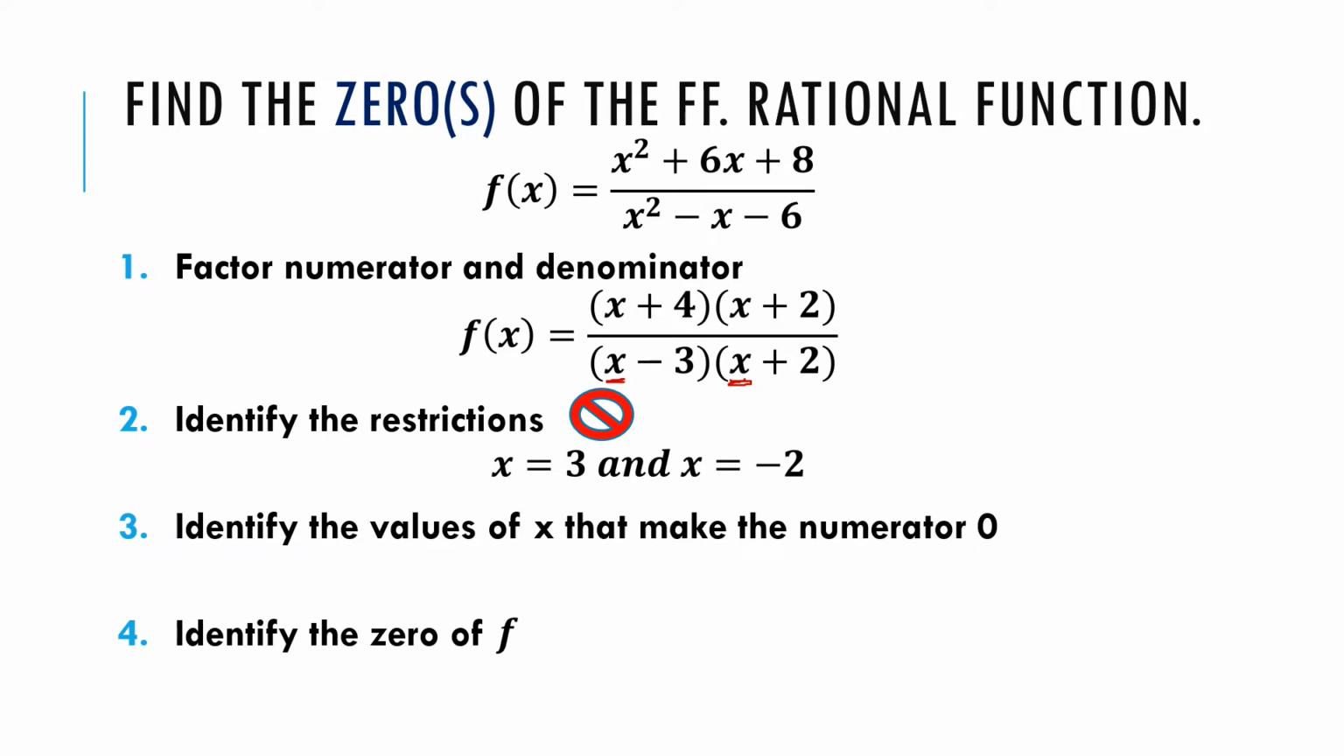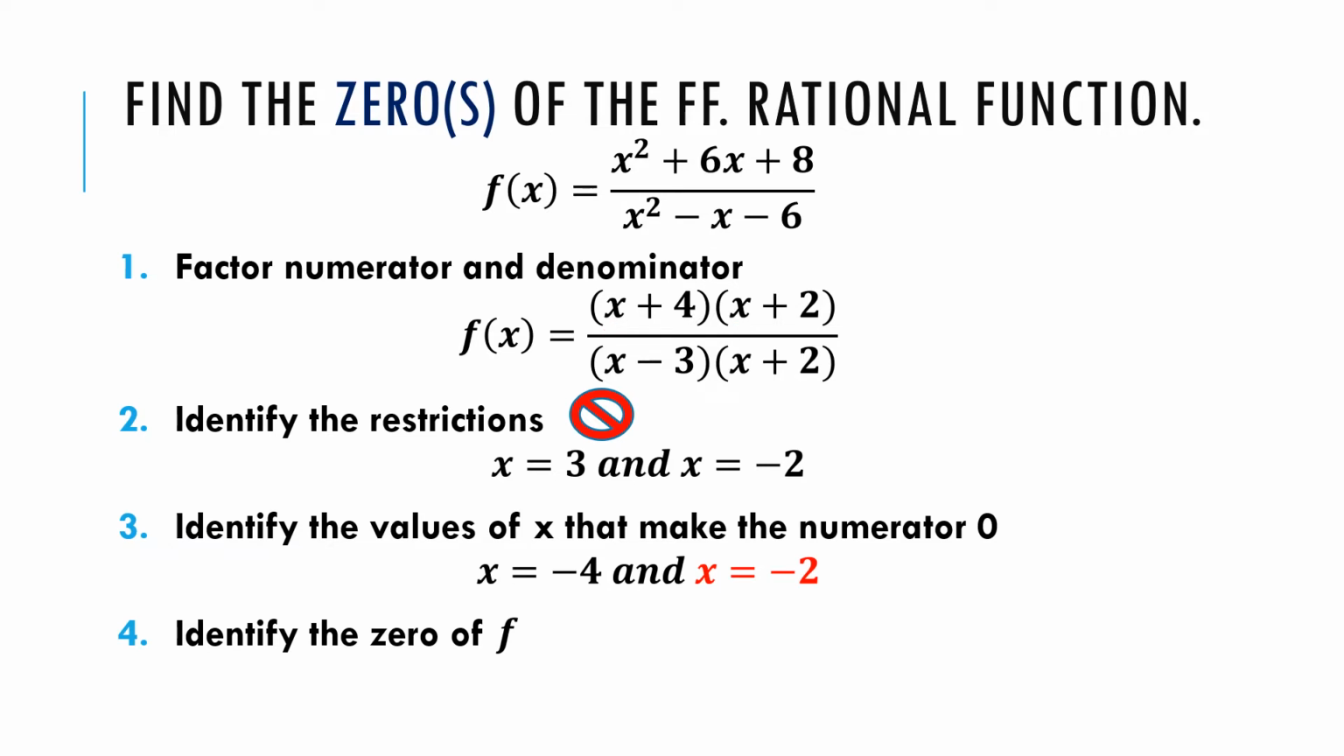Next step. Ang tignan naman natin is yung sa numerator. Ano yung mga values ng x that will make it 0? So we have dito and dyan. We have negative 4 and negative 2. Ano naman yung 0, yung final answer?